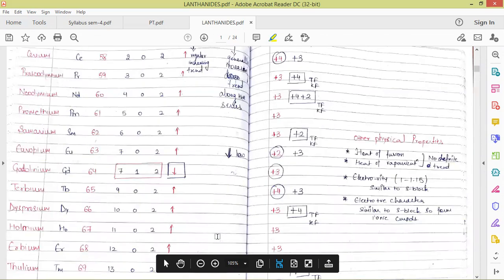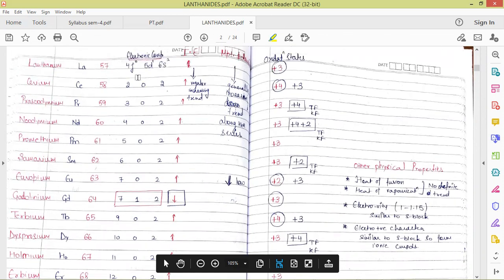Let's move further. So these are the 14 lanthanides. These are the atomic numbers. And here let's have a look at the electronic configuration.